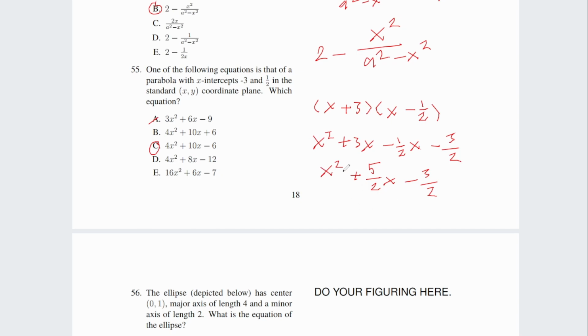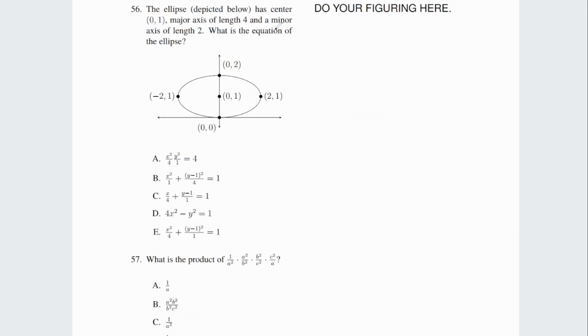This is just one of those questions where it's really important to connect with what it means to be an x-intercept. What are we saying when we say something is an x-intercept? We're saying that that is going to figure into our factors for our polynomial expression.